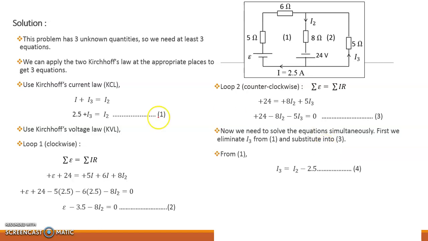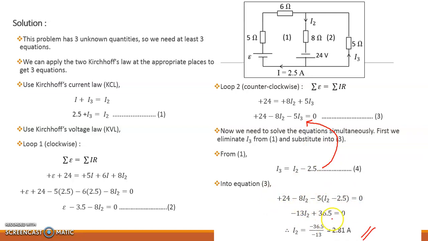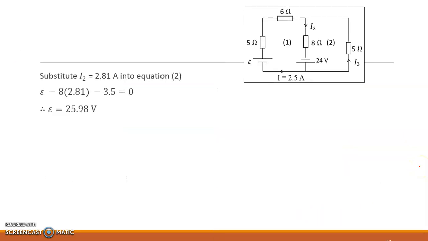Okay, it's up to you whether you want to choose which equation and substitute into which equation. So what we can do is, from the first equation, we rearrange it, become like this, I3 equal to I2 minus 2.5. And then we can substitute this equation into equation 3. Okay, you substitute here, and then expand the equation. From here, we can directly get the value for I2. Next, from I2, we can substitute it into equation 2. Then we will get EMF1.